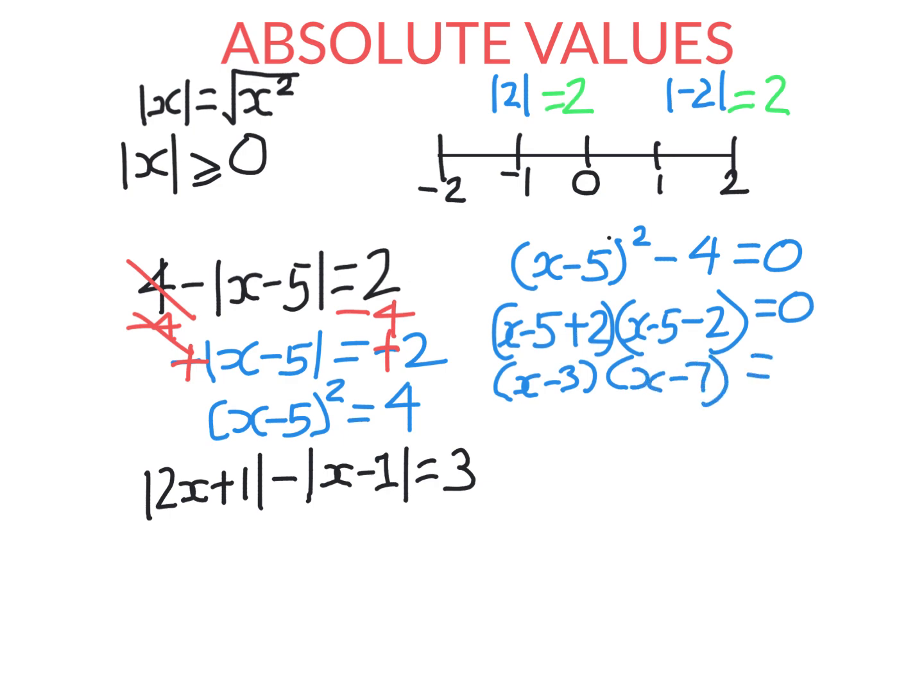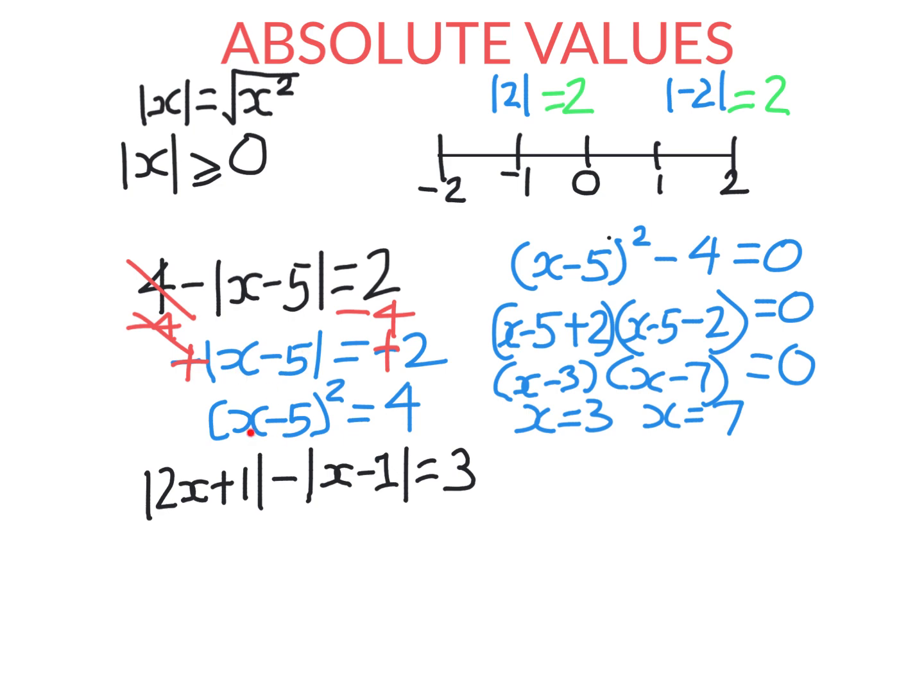So we have two solutions from the null factor law. Either the first bracket equals 0, meaning x equals 3, or the second bracket equals 0, meaning x equals 7. Both of these are valid solutions to this equation. So there are two solutions here because what's inside here, x minus 5, could have been 2 or negative 2.